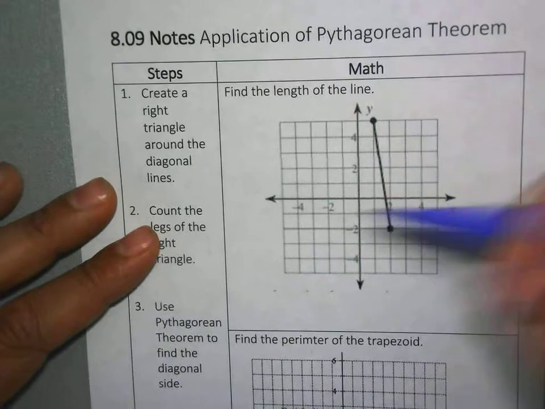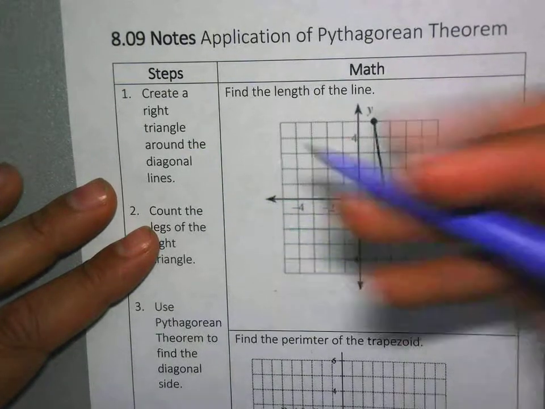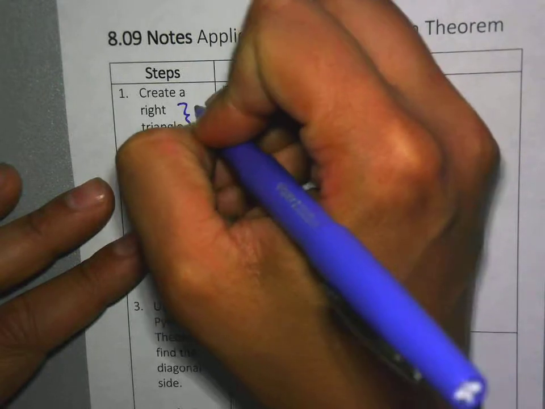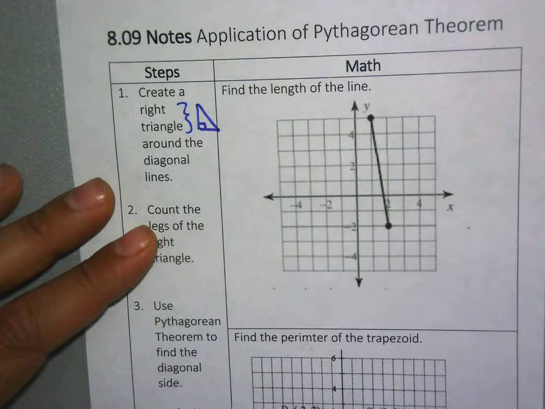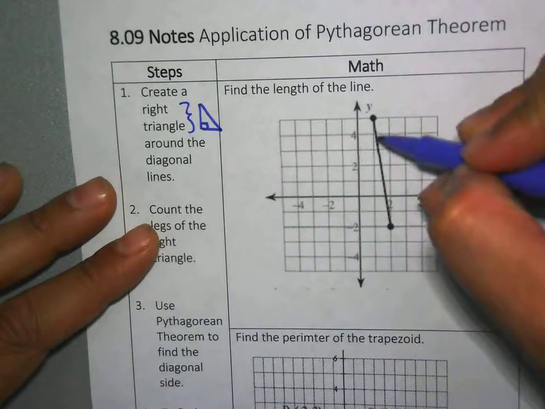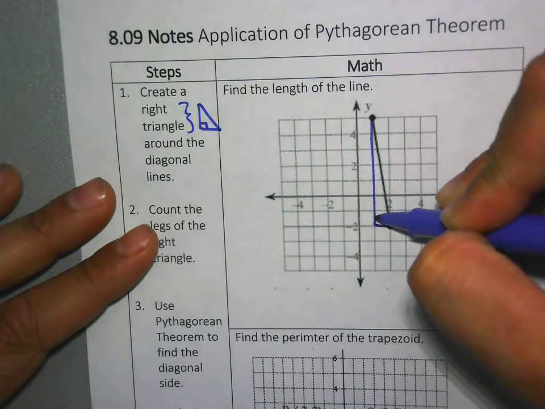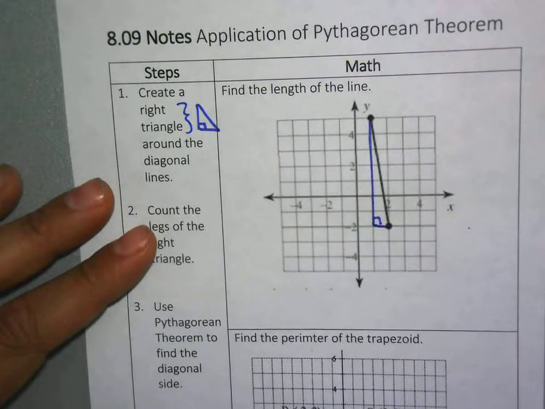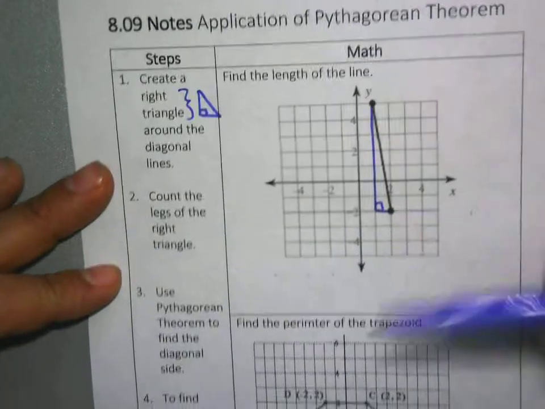Step 1 says, create a right triangle around the diagonal lines. And this means a right triangle is a triangle that has a 90-degree angle. So, I will do just that. And I have created a right triangle around this line. I could have also gone above. Now, I'm going to count the legs of the right triangle.